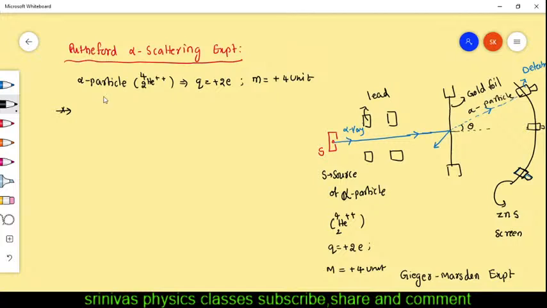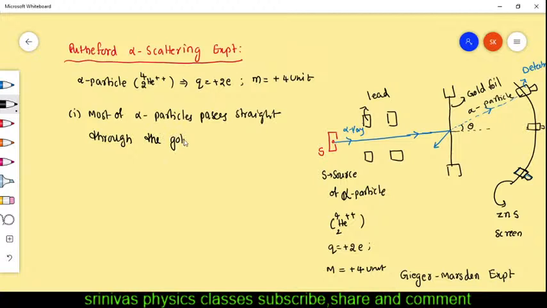Now, what he observed in this experiment, I will explain some observations and conclusions: what they observed and what they concluded. The first observation is that most of the alpha particles pass straight through the gold foil without any deviation.